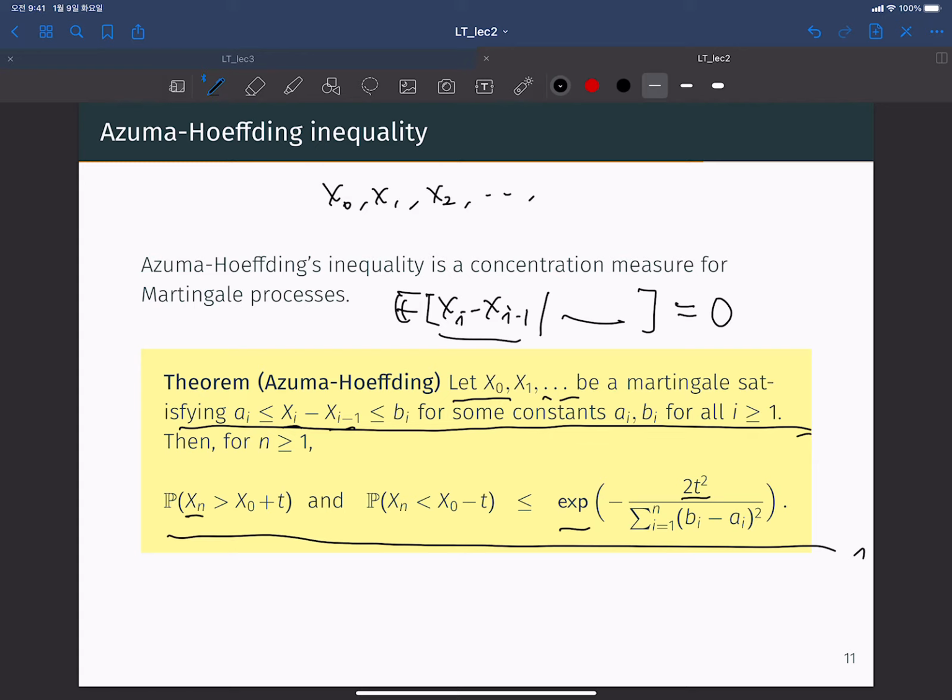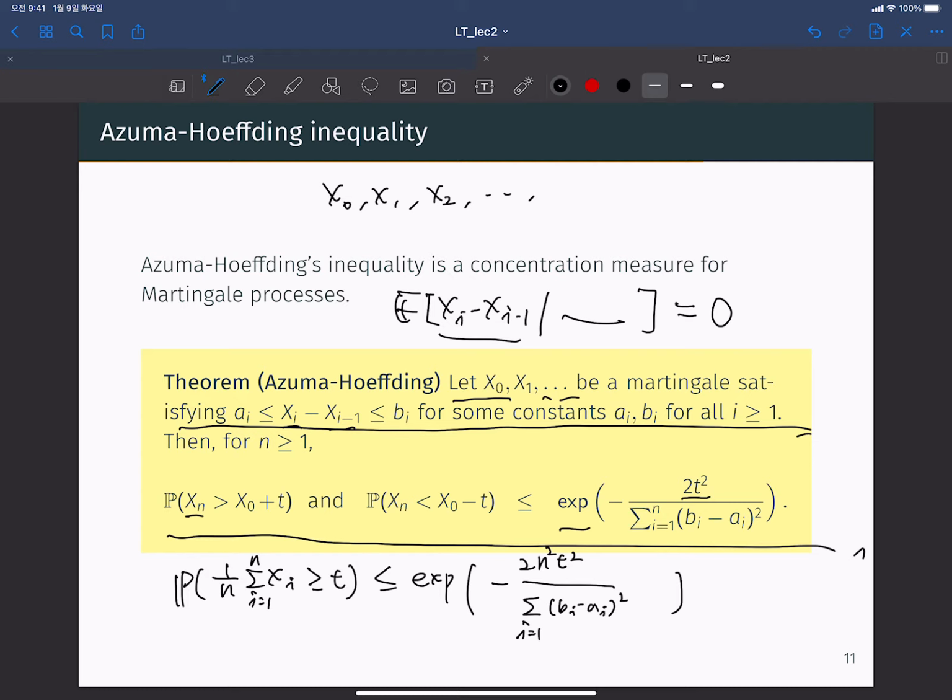This is basically the same as Hoeffding's inequality. In the Hoeffding's inequality, we have this kind of bound, right? The probability of the average of xi, i from 1 to n, greater than or equal to t is less than or equal to exponential minus 2n squared t squared over summation of bi minus ai squared, i from 1 to n, right?